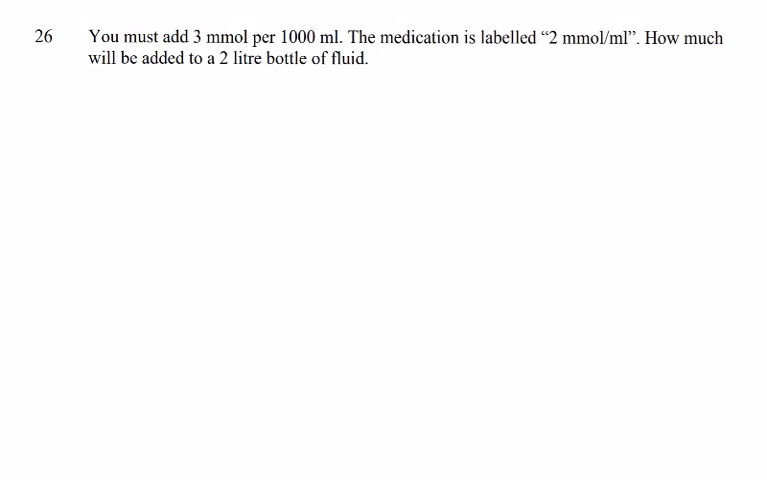You must add 3 millimole per 1000 mils. The medication is labeled as 2 millimole per each 1 mil. How much will be added to a 2-liter bottle of fluid? Well, for a start, what we could do is this 2-liter bottle of fluid is our final total volume. So we could calculate that for a start.